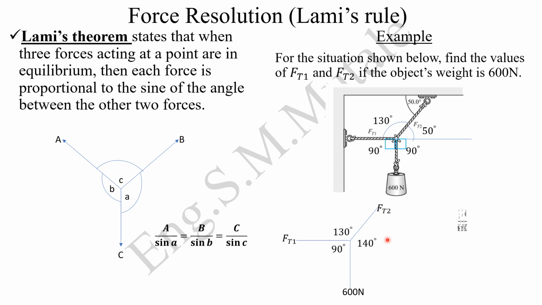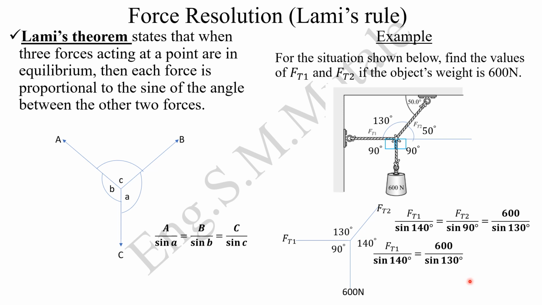With this, we can do our Lami's theorem by saying the force here divided by the sine of the angle opposite there, which is this one there. The force Ft2, sine of the angle opposite, which is 90 degrees. The force 600, sine of the angle opposite is that one there. Then this can be split now, so you can get this and that. Then we can solve for Ft2.